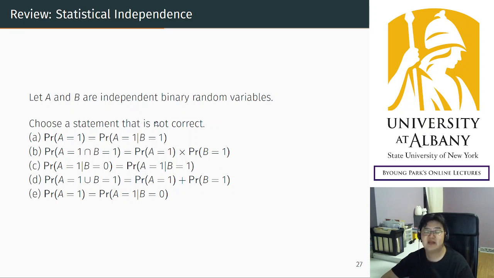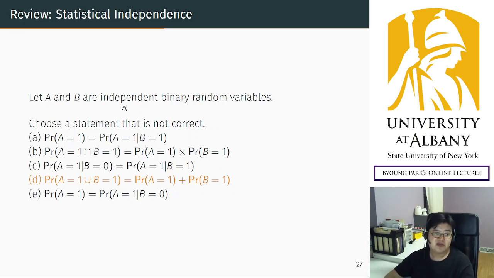We learned it in chapter 2, in the chapter about conditional probability. So think about it. I will turn the page in 3, 2, 1. So the answer is D.